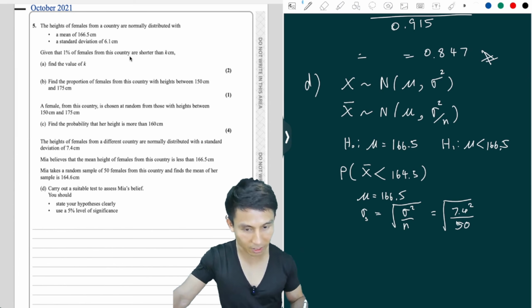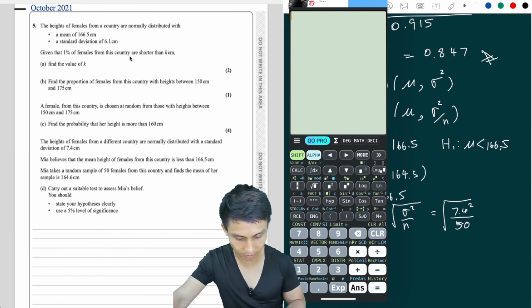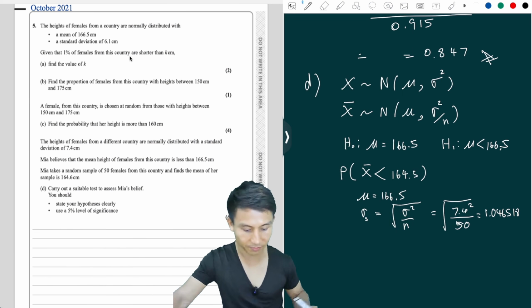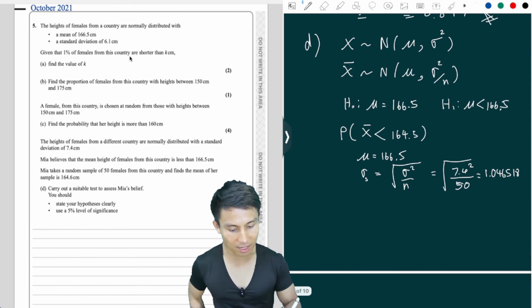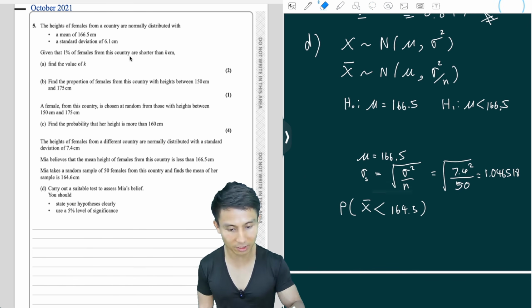Now let me just get that value by using a calculator first. So square root of 7.4 squared divided by 50. Because I'm going to plug this value into a Desmos calculator later on, I'm going to need a more precise value there. And then we're going to find the probability of this, right? Well, actually, the number here should be right.